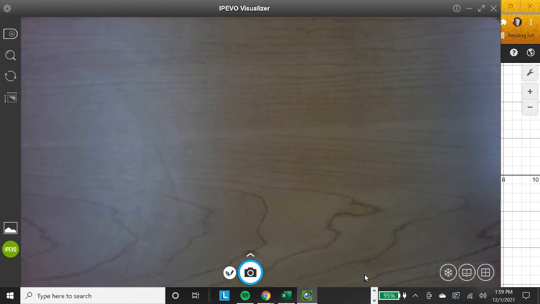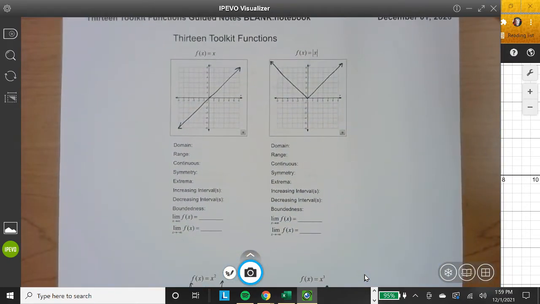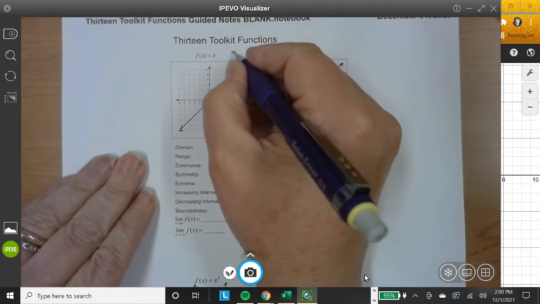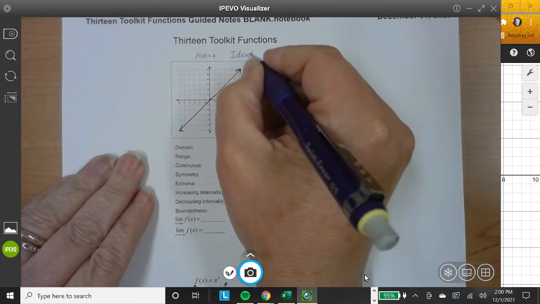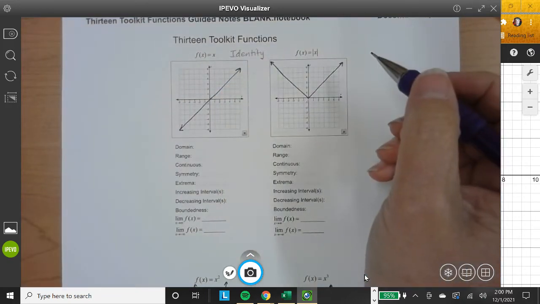All right. So let's get started talking about toolkit functions. All right, and here are my graphs, and let's talk about all of their different properties. Okay, y equals x is a line with a slope of 1, and it's also known as the identity function because x and y have the same identity, y equals x.